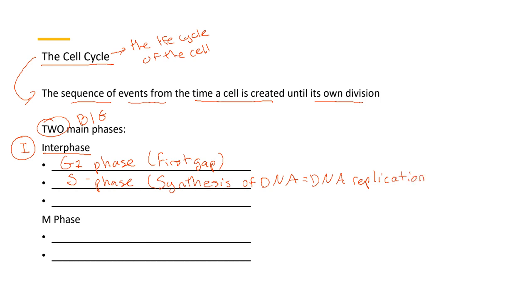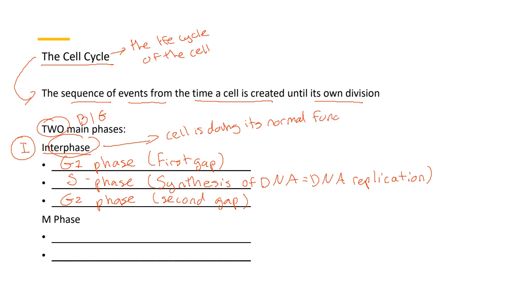And then we have the G2 phase. The G2 phase is mostly the cell getting ready for cell division, so we call it the second gap. And just so you understand what interphase is all about, think of it as when the cell is doing its normal functions, whatever the cell's supposed to do.